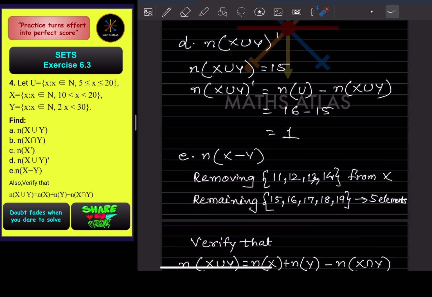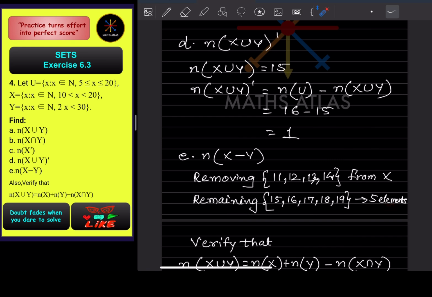Now the next one, n of x minus y. So here, in a simple way, 11, 12, 13, 14 we have to remove from x. So what will remain is 15, 16, 17, 18, 19. You can just have a look, because I have to scroll up and down, so I have just written it in these words. So that is going to be 5 elements.